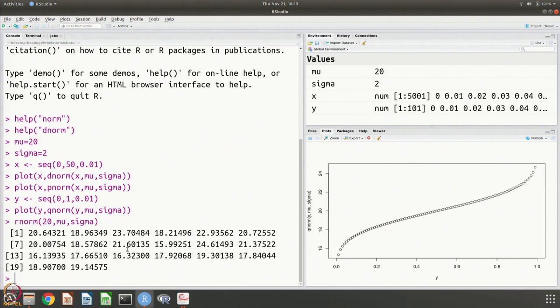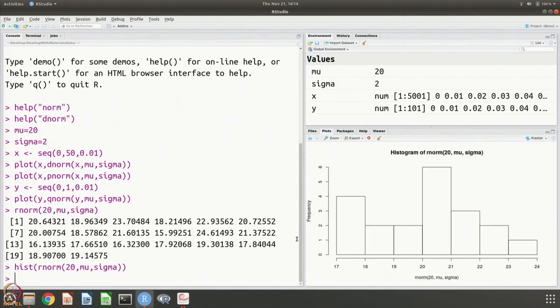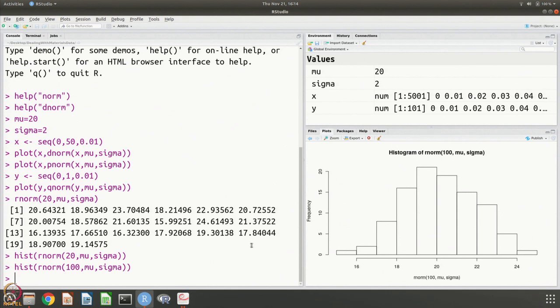So, that is how these values will be distributed, and of course, you can make a histogram plot of this r norm and see that. But if you generate more and more random numbers, you will see that it is becoming a nice bell shaped curve.